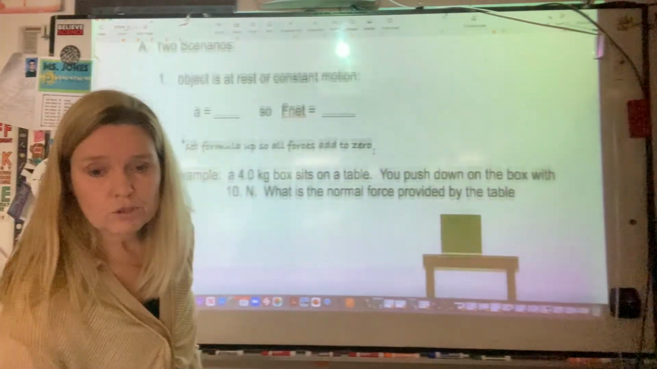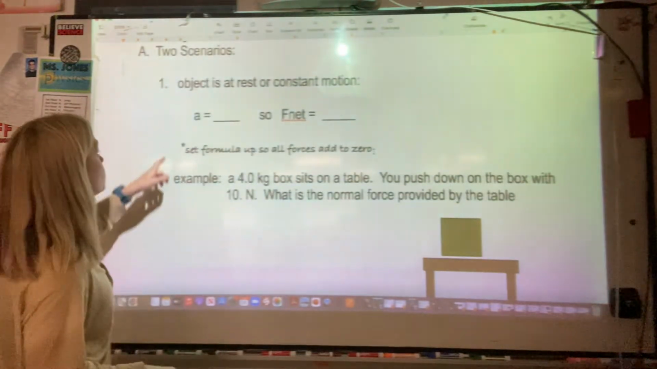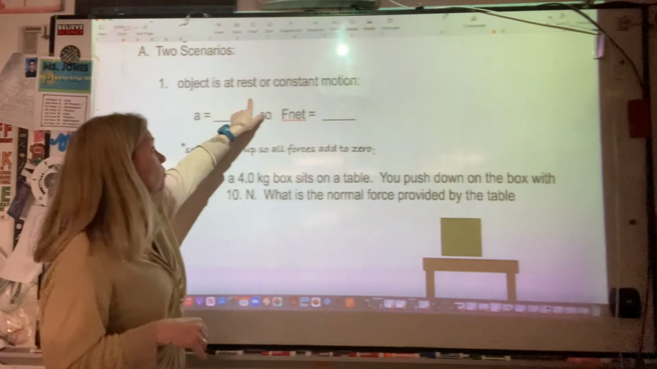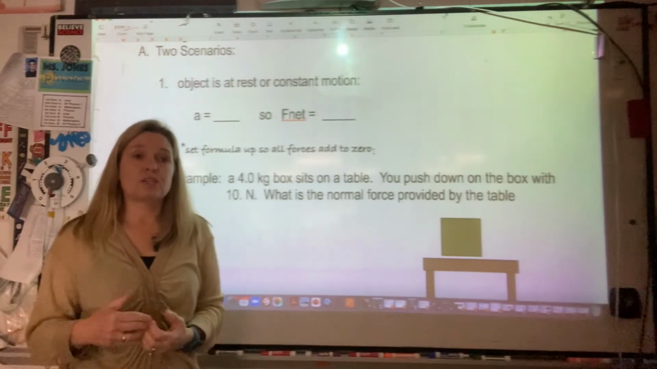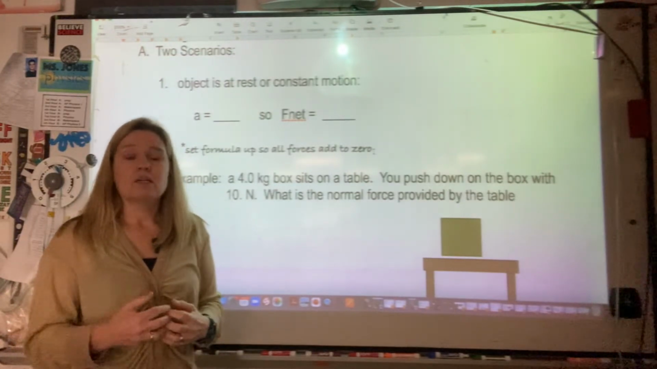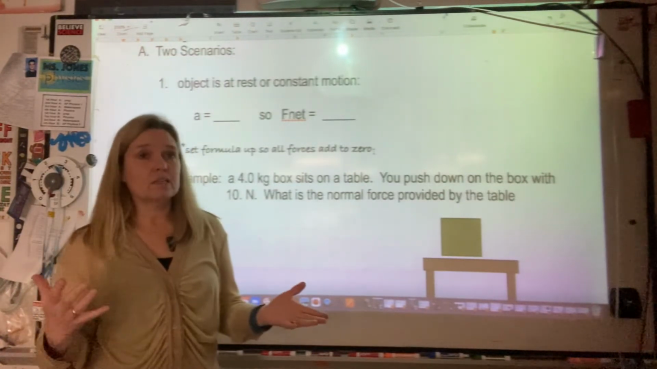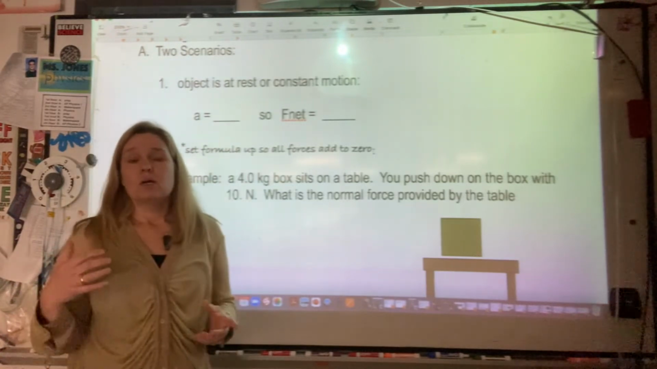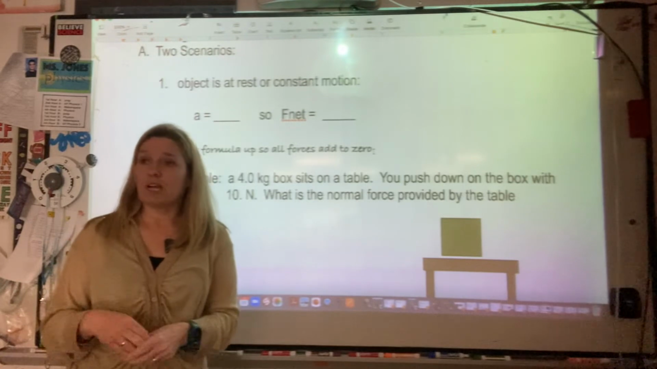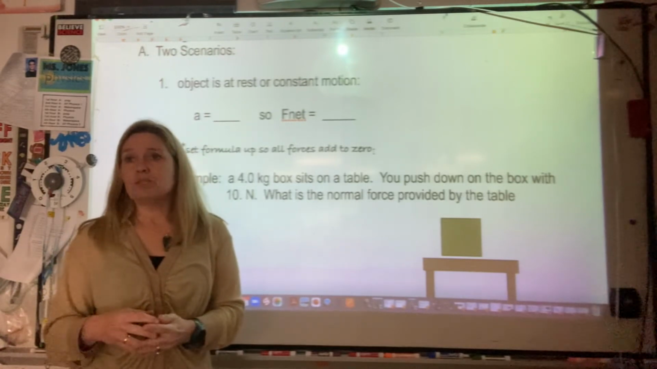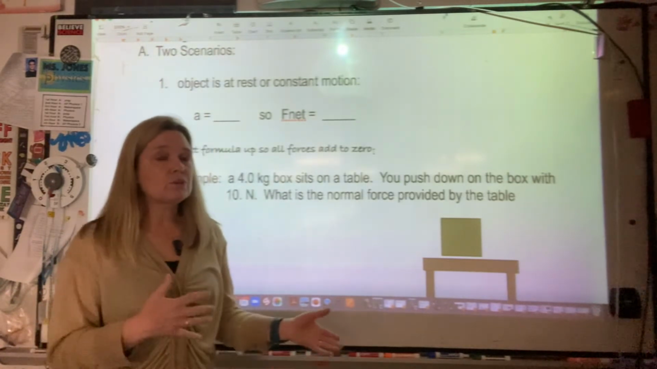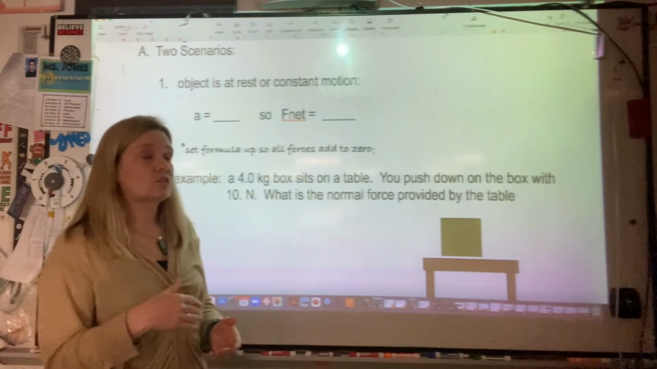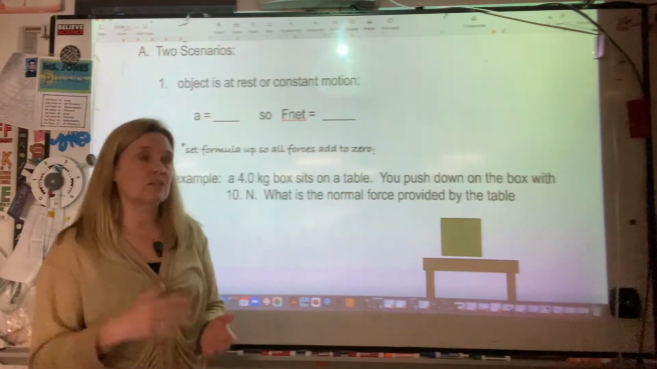So the two scenarios, our first scenario is when we have an object that we know is at rest or we know it's in constant motion. Now, how do we know that? It would say a block of wood is sitting on a table, or an object is at rest, or if it's in constant motion, it'll say, object is being pulled at 5 meters per second. Something like that, some way that we know it's in constant motion.